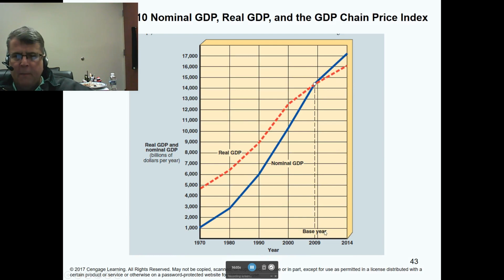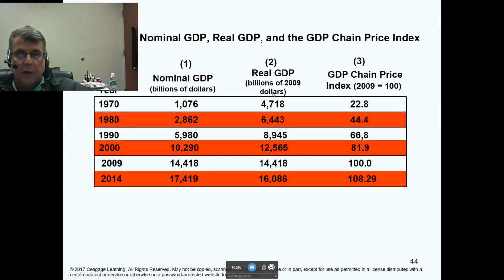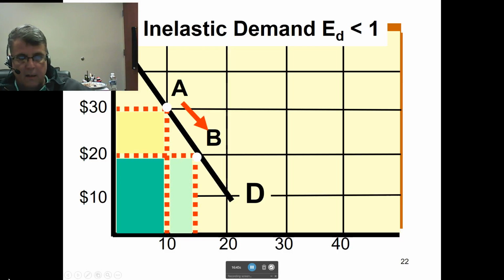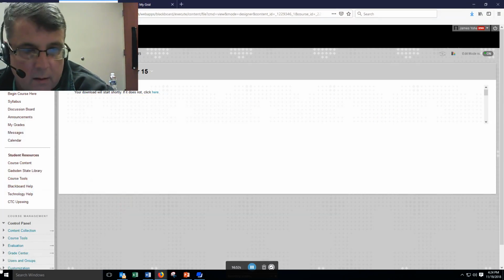Real GDP and nominal GDP, you can see the base year here is 2009. In all years prior to 2009, real GDP is above nominal GDP. In all years after, nominal GDP is greater than real GDP, and that is because of price inflation. Okay. Here, if you look here, nominal GDP divided by the GDP chain price index, multiplied by 100, will give you real GDP here. So we took 1,076. I'll get my calculator out here, if I can. Okay, we'll get our calculator out.